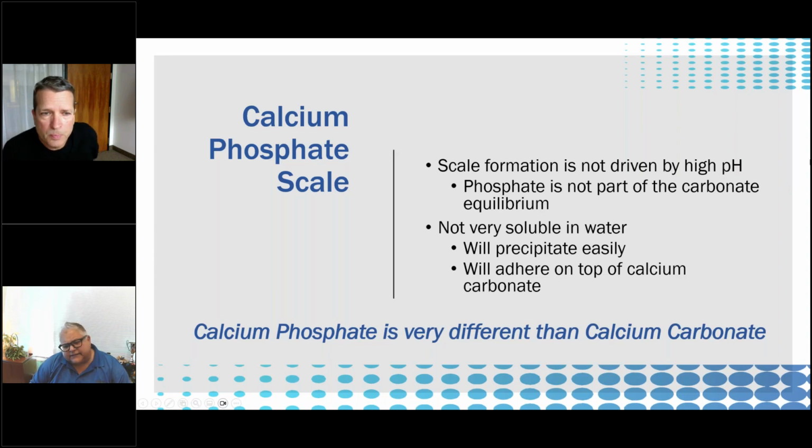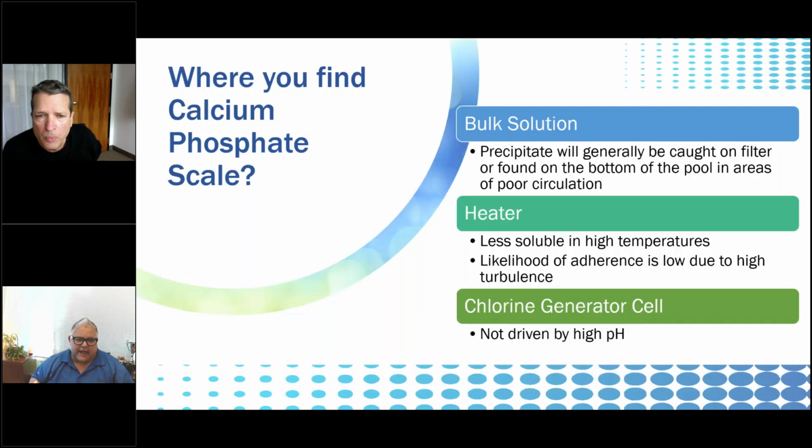Now, calcium phosphate scale is very different. It's not driven by high pH, it's not driven by temperature, it's not part of that equilibrium. But what happens with calcium phosphate scale is it does not stay in the water. Once it forms, it falls out of solution very easily. It doesn't care what the parameters of the water are. Once you attach a calcium molecule and a phosphate molecule, you get this white flaky precipitate.